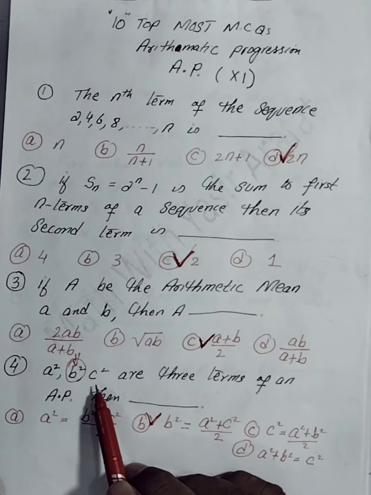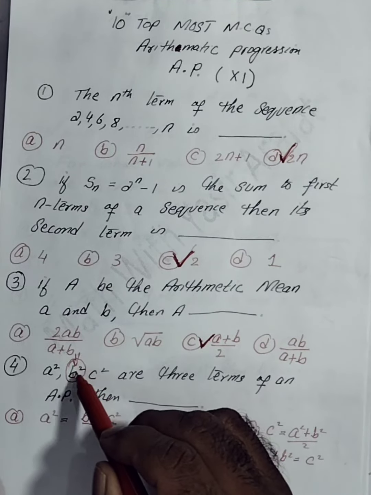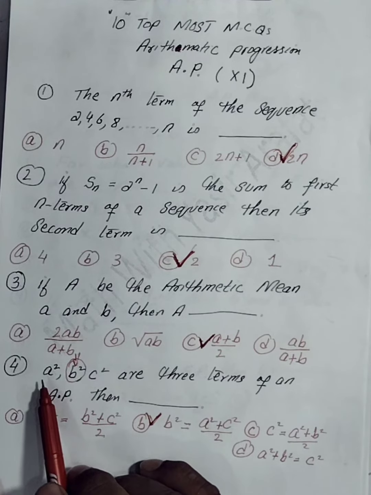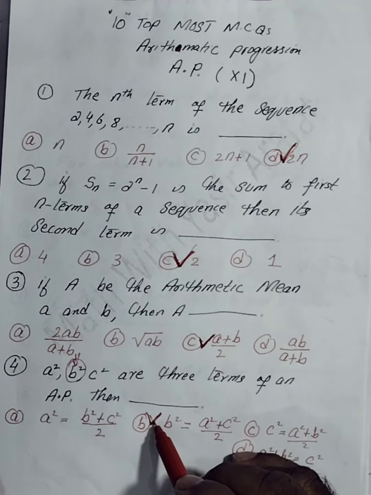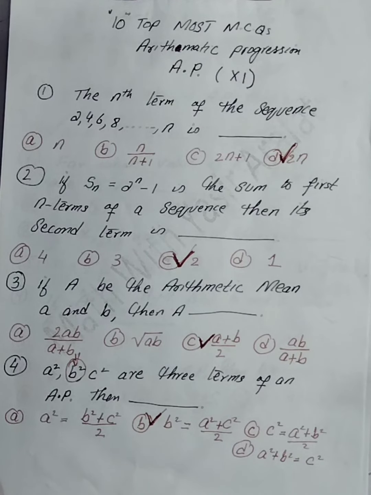So here a square, b square, c square are three terms of an AP. Then the middle one, which represents the arithmetic mean, will be equal to a square plus c square upon 2. So the B option is correct for the fourth MCQ here.